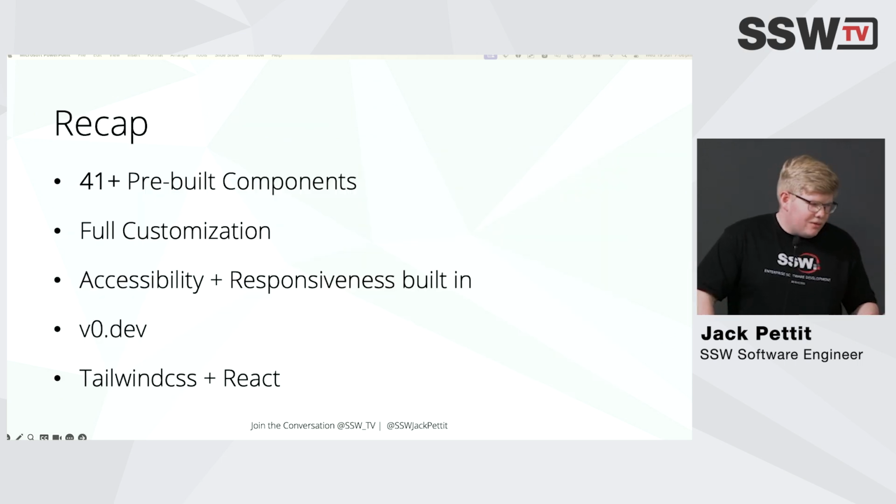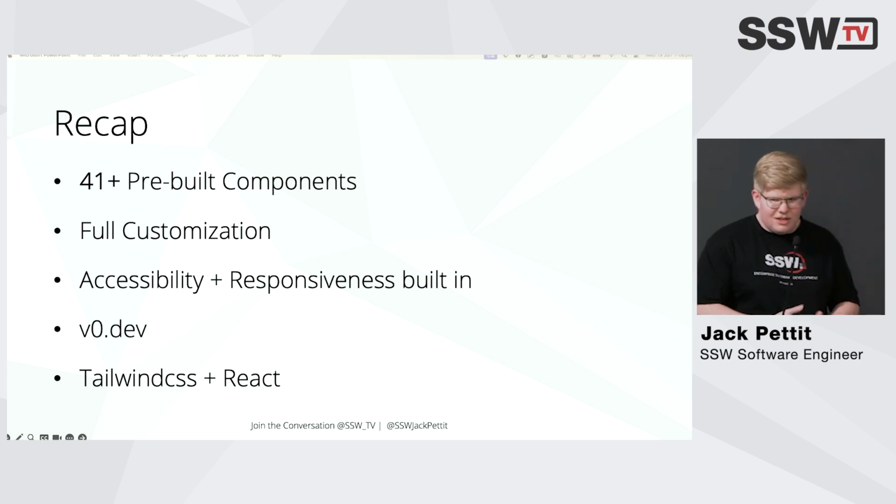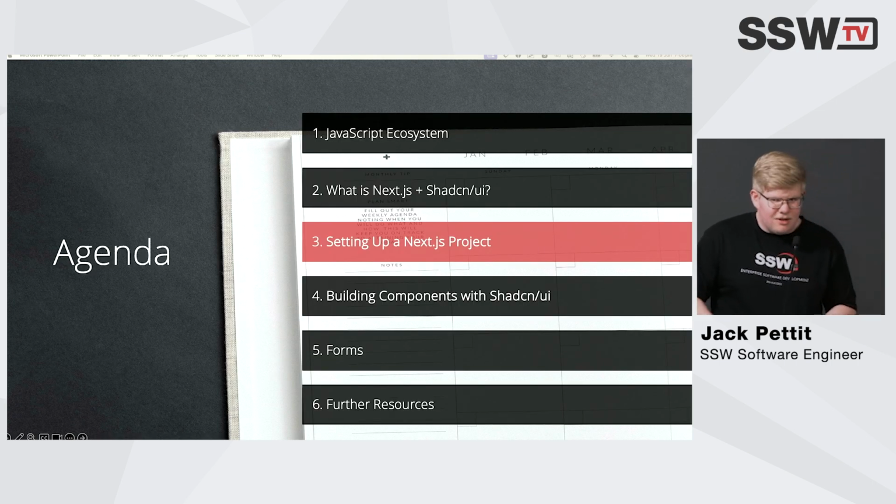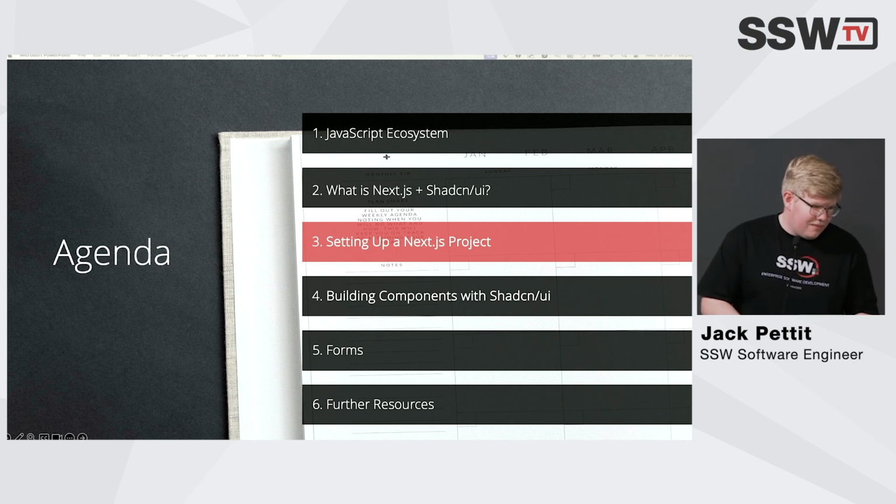So cool, let's have a little recap. We've got 41 plus components, plus all the many community ones, and we'll have a look at some of those later as well. Full customization, accessibility, responsiveness, just all built in. We've got this v0 thing, that's really cool. Tailwind, amazing. React, we love it. So let's actually have a go at setting up a project. This is more of the beginner stuff, just setting it up, seeing what it's like. Is it easy? Is it hard? Well, let's have a demo.